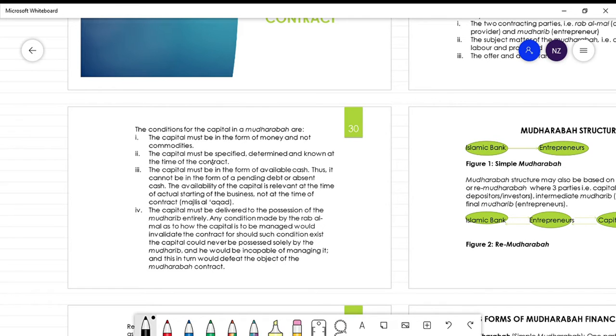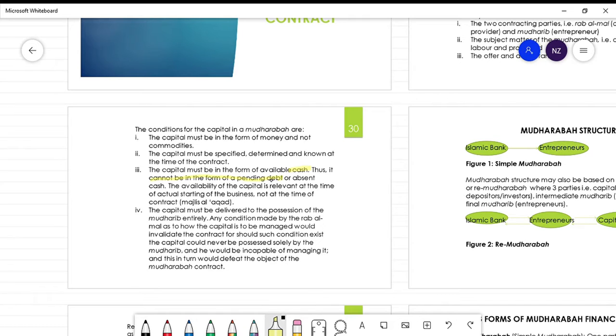And then on the third condition, dia cakap the capital must be in the form of available cash and it cannot be in the form of pending debt or absent cash. So means macam biasa kontrak ni juga yang kita dah belajar, the capital here must be in the form of cash, meaning kena dalam bentuk cash lah. Dia tak boleh dalam bentuk debt. Means the cash tu ialah unsur hutang, tak boleh lah. Dia mesti kena the cash of the bank. So dia tak boleh unsur debt. So this is the third condition.